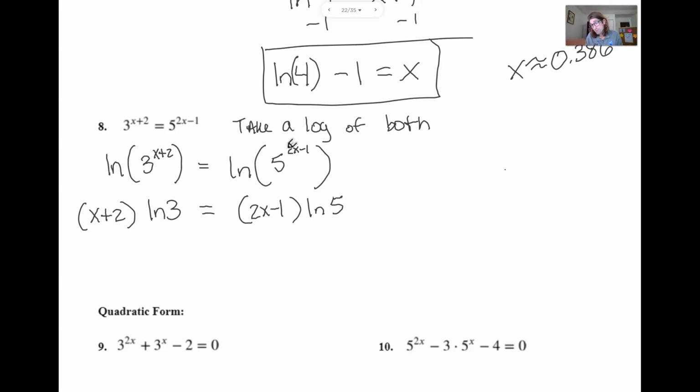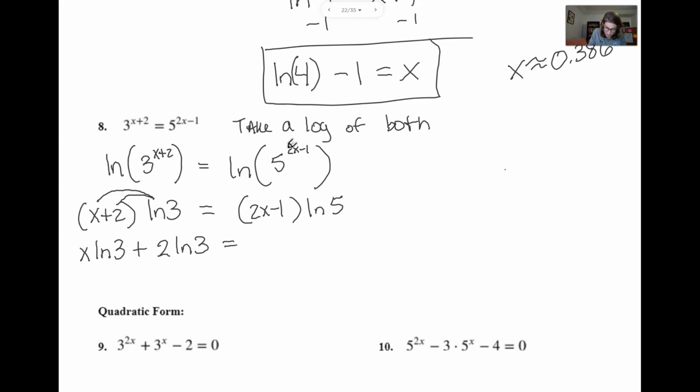Now, I'm going to walk through this whole problem because there is a lot of algebra to do here, and it looks really confusing. I'm hoping you're able to take it step by step and not get too worried. So first of all, we have to distribute. So we get x times ln of 3 plus 2 times ln of 3.